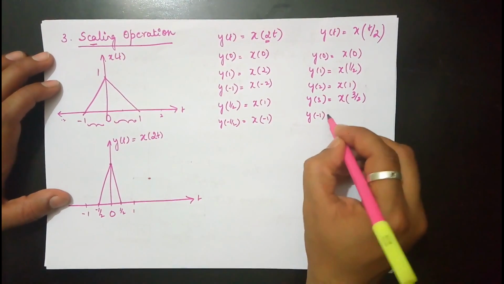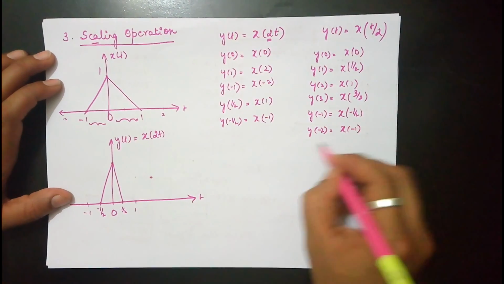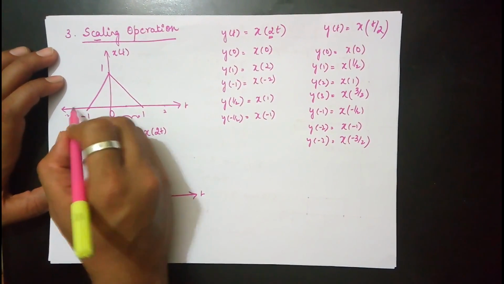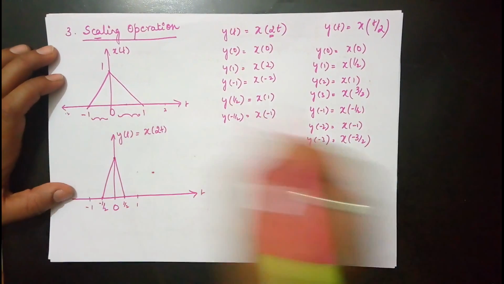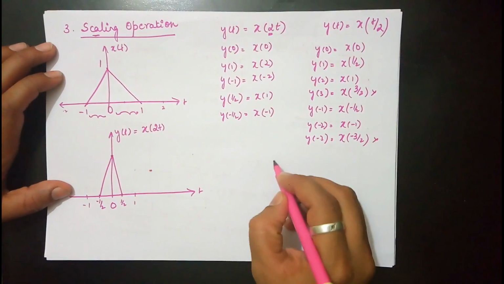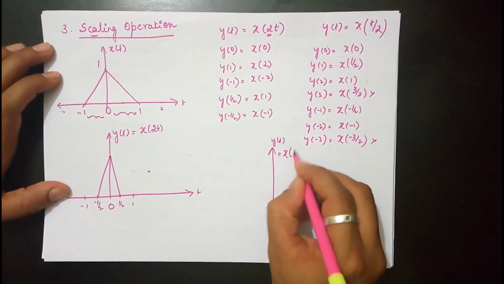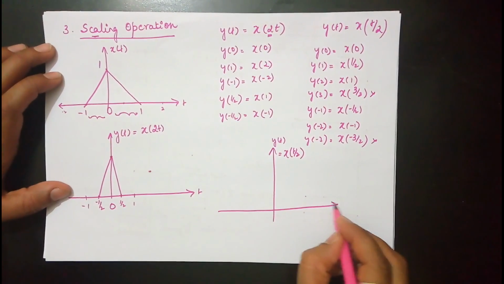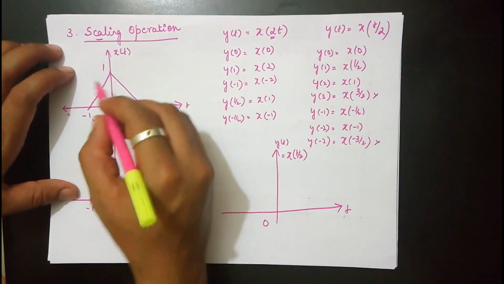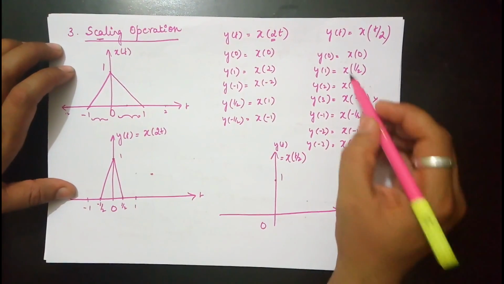Y of -1 is x of minus half, y of -2 is x of -1, y of -3 is x of -3 by 2. So I don't have a waveform at -3 by 2, whereas I have a waveform till x of -1. So I better stop. This iteration is not required. So if I plot this function now, y of t equal to x of t by 2, y of 0 is x of 0, so whatever is at x of 0, I will be getting it here, amplitude is 1.